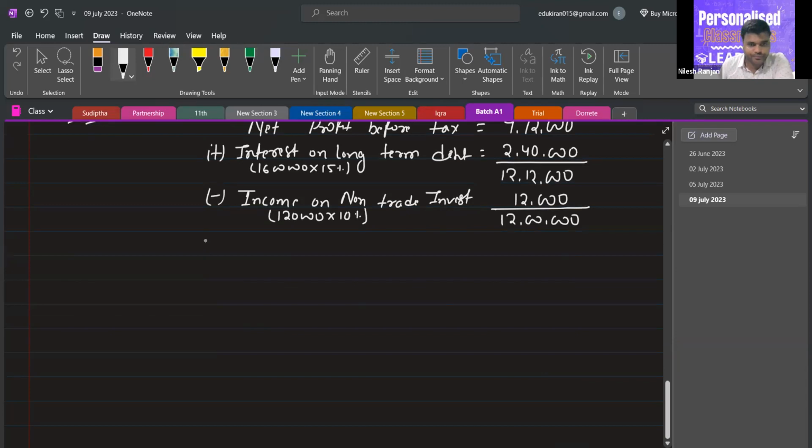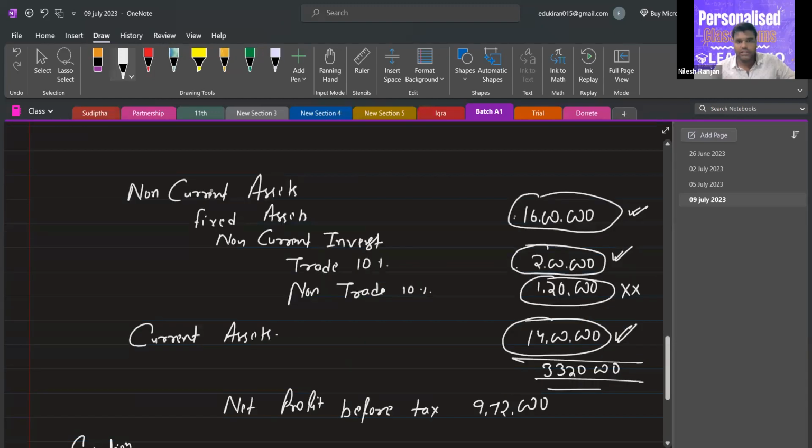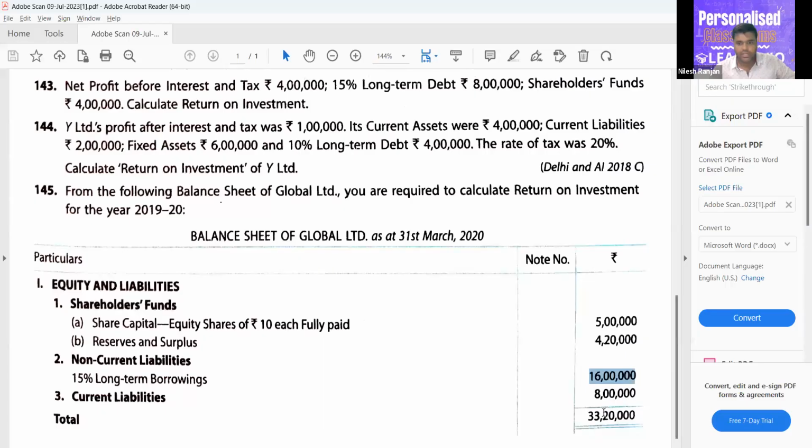After this, our capital employed will be... we can use any approach in this calculation. Either we can take shareholders fund and then add long-term borrowing, or there is the asset side approach. We can add our non-current assets, trade investment, and current assets, then deduct current liability from this. Current liability is 8 lakh. Yes, sir. So any of these two methods we can use.